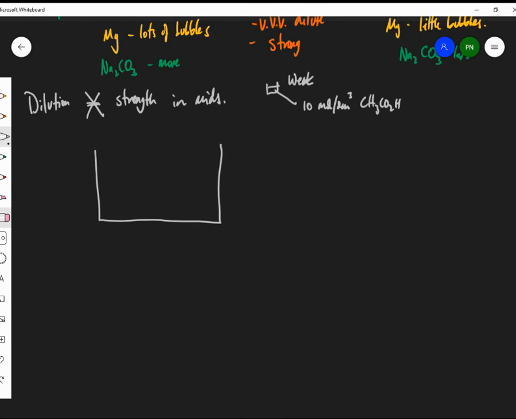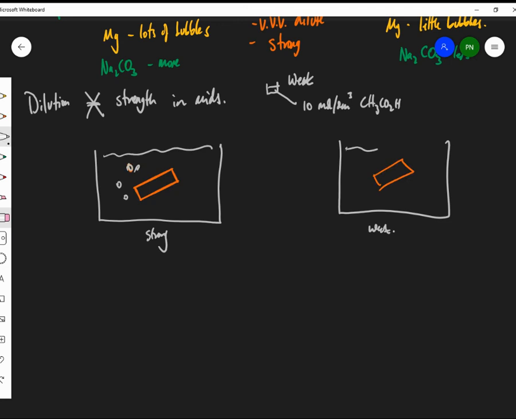We've got the strong acid and the weak acid here. This is strong, and this is the weak. As I did last time, I'm going to put some magnesium in both of them. This one's got loads of hydrogen ions. There's the surface, and there's the surface. And this one's got a few hydrogen ions.